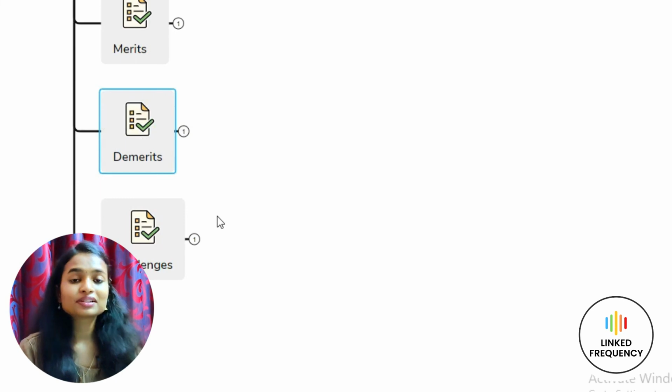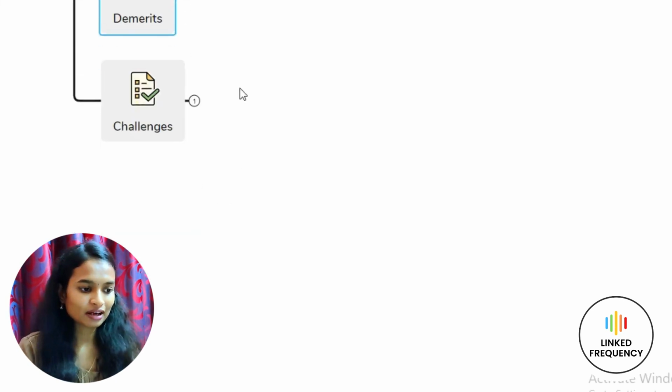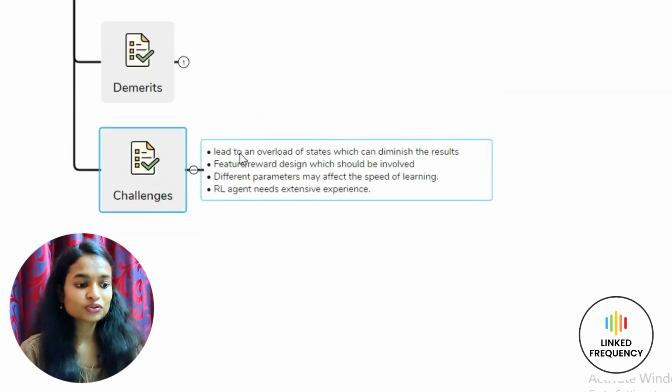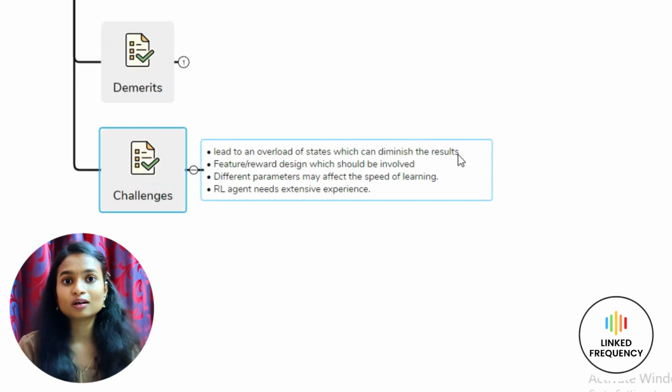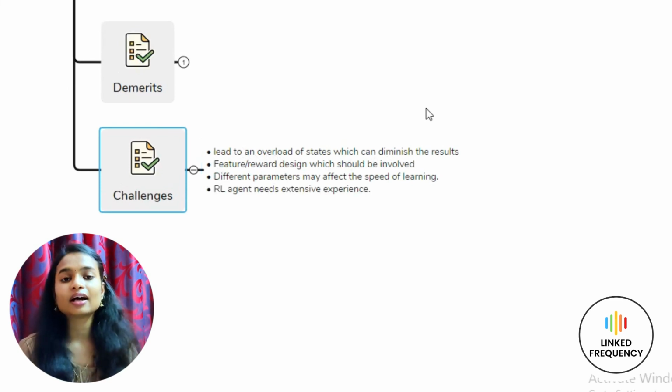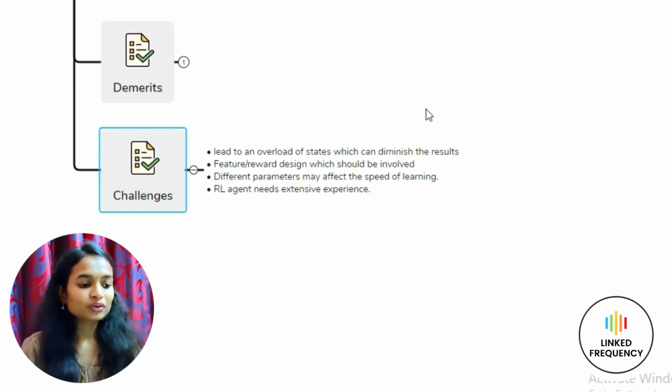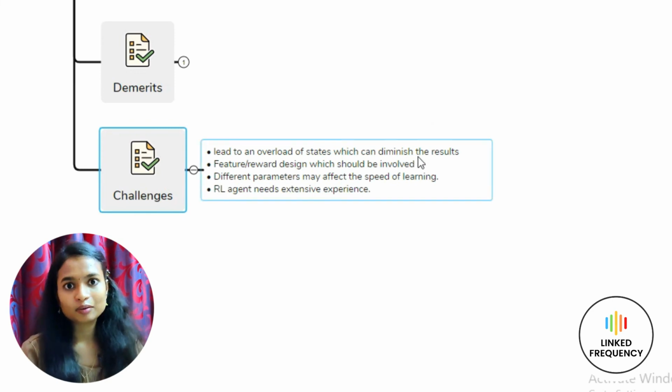Then lastly, we will talk about the challenges of using the RL approach. The first challenge would be that it can lead to an overload of states which can diminish the results. Overload would be the major point of concern for us, since actions can be anything which can be taken by the agent. If the same actions are taken repetitively, there would for sure be overload. In that situation, the results may or may not be to the desired extent.